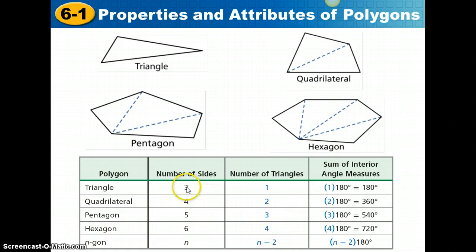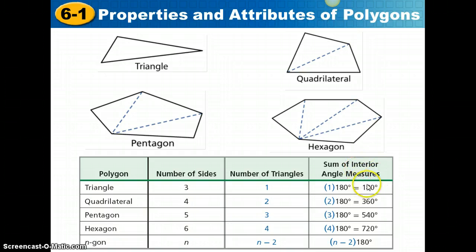If the number of sides is 3, there's 1 triangle. 3 minus 2 is 1. If the number of sides is 4, we have 2 triangles. 4 minus 2 is 2. For 5 sides, we get 3 triangles because 5 minus 2 is 3. 6 minus 2 is 4. And we could go on and make a more extensive list based on the number of sides. But this formula will help us.